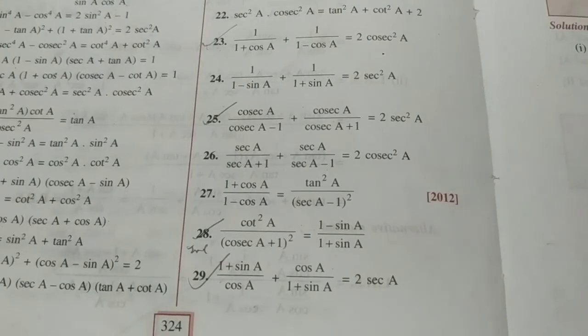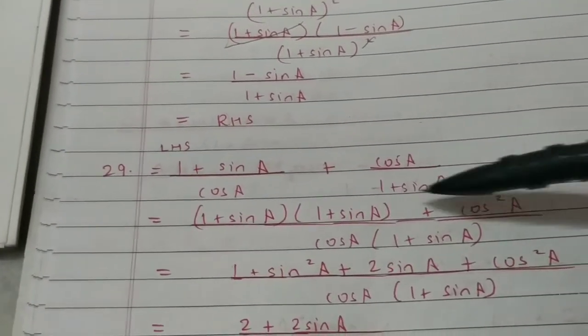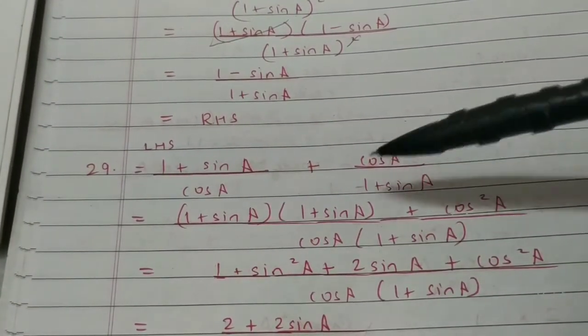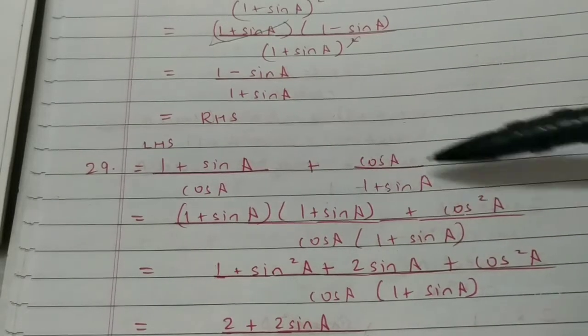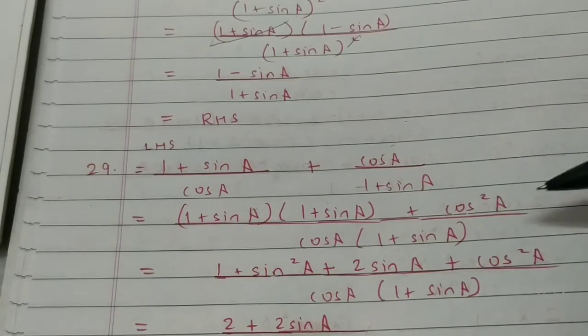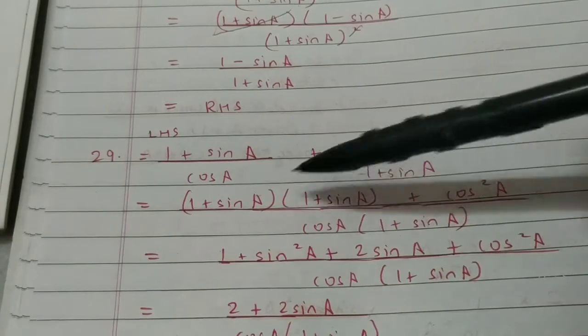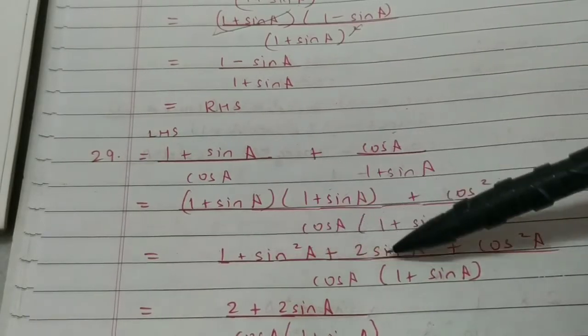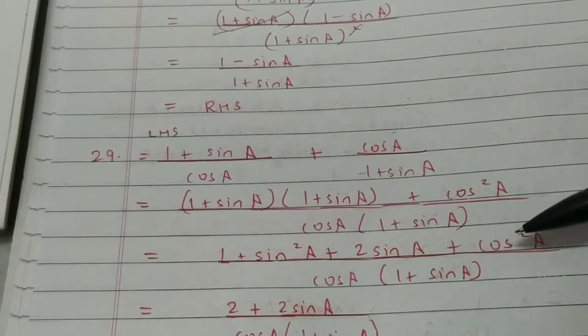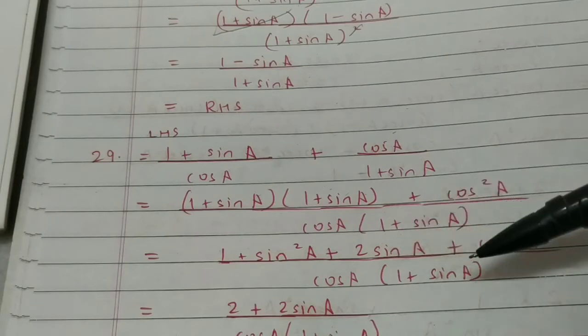Next, the 29th sum. Again, we'll start with the LHS. Don't forget to write LHS. Here we'll do LCM, of course, first. So we got bracket into bracket plus cos squared A upon the denominators together is equal to, open the brackets, this is actually A plus B the whole squared. So A squared plus B squared plus 2AB plus cos square A. In the denominator, don't open the brackets. I'm reckoning that something will get cancelled.